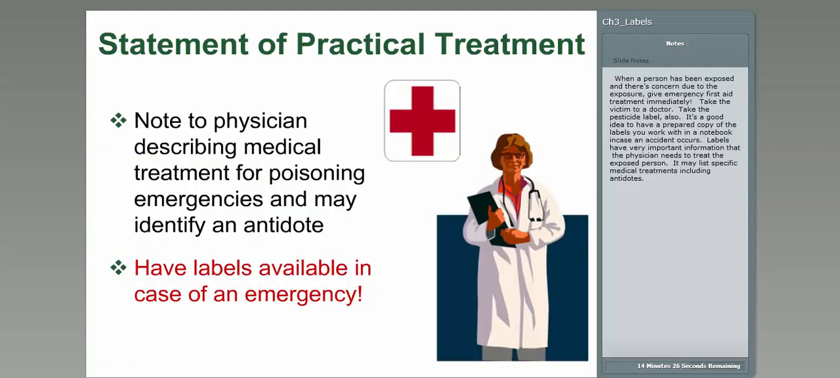When a person has been exposed and there's a concern due to the exposure, give emergency first aid treatment immediately. Take the victim to a doctor. Take the pesticide label also. It's a good idea to have a prepared copy of the labels you work with and a notebook in case an accident occurs. Labels have very important information that the physician needs to treat the exposed person. It may list specific medical treatments, including antidotes.